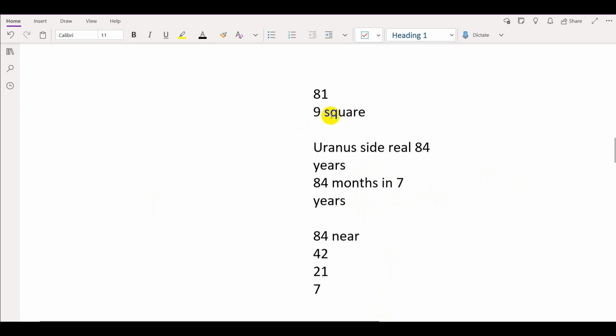So 9 square is 81. Uranus sidereal is actually 84 years, and in 7 years you have 84 months. If you divide that, it's 42, and 6 7s are 42. It is also divisible by 7 these units. So when you have a strong vibration around 83, 84 or 81, 82, that's a really, really important cycle.